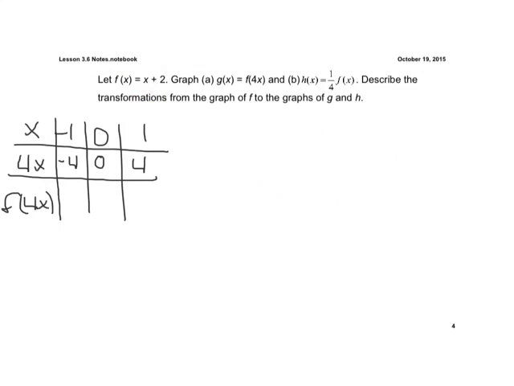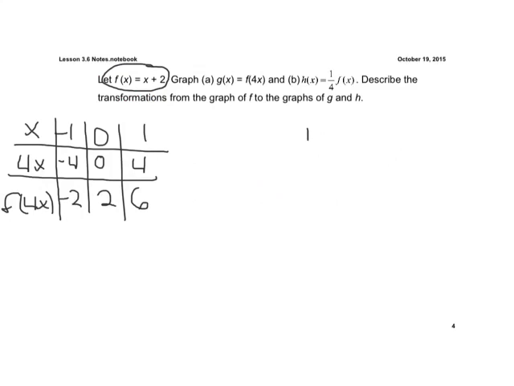Now it says f of 4x. So what we got for 4x, we're going to plug into our original function, which is x plus 2. So negative 4 plus 2 is a negative 2. 0 plus 2 is 2. And 4 plus 2 is 6.